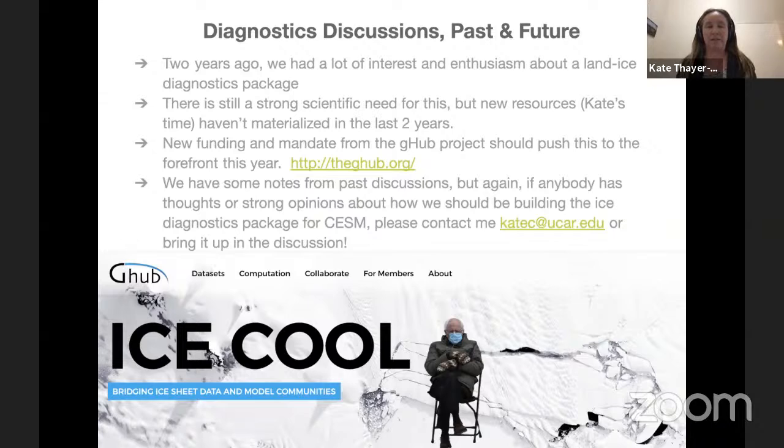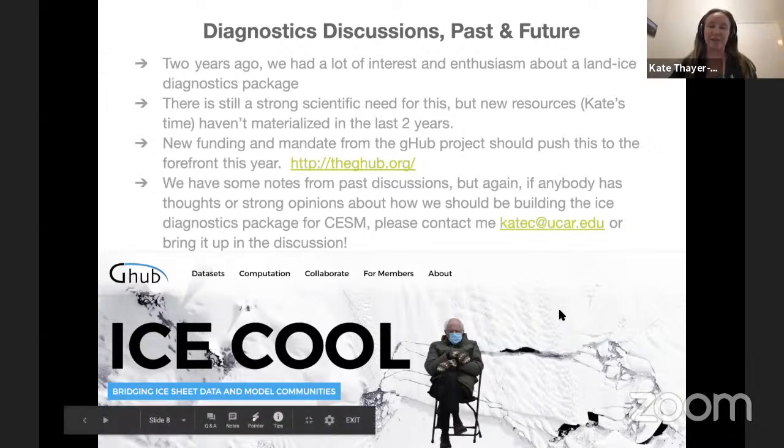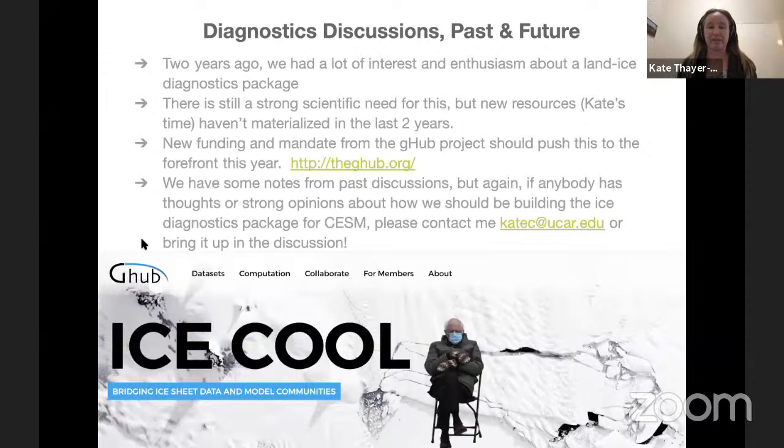So we do have a mandate and funding now. The GHub project, this is their website, ghub.org, and this is kind of what it looks like minus Bernie Sanders. I thought he looked cool there, but he's not on the actual website. And the goal of this project is to bring together data sets, models, observations from a lot of different places, all related to ice sheets and ice sheet science, and help form some synergy. So we can develop diagnostics that could be useful for a lot of other models, and that could be specific for our model, and then publish those diagnostics through the GHub portal.